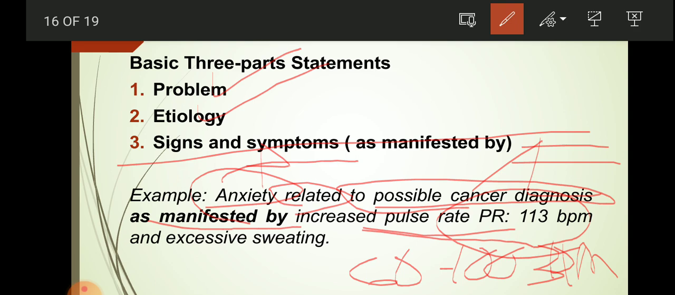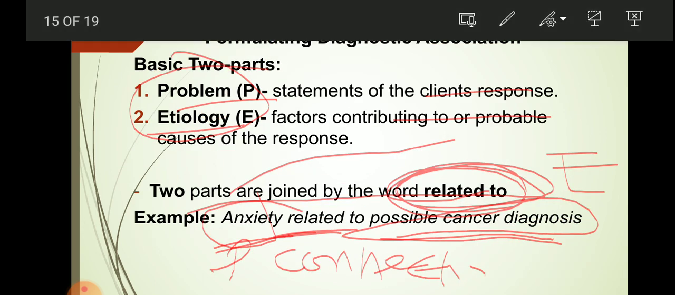So, usually, kung naamoy makita sa inyong assessment na pwede makabutang mo og sign and symptoms, pwede mo proceed maghimo og nursing diagnosis nga using the three-part statement. Pero kung wala mo makita, you can still use this basic two parts, okay? But usually, our clinical instructor will tell us that somehow you have to put some sign and symptoms na makorelate nimo sa patient condition.